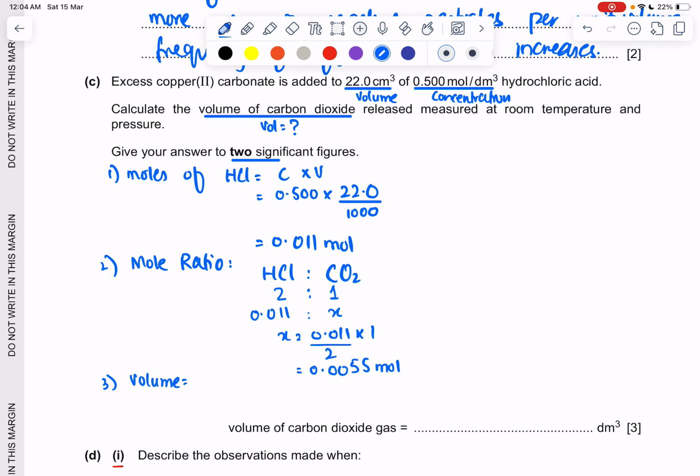formula of volume in relation with the mole is volume equals mole into 24 dm3. Mole is 0.0055 multiplied by 24. So the answer is 0.132 dm3. 24 is actually the dm3. Okay, but the examiner said that we need the answer in two significant figures, so the answer will be 0.13 dm3. The unit is already mentioned here.